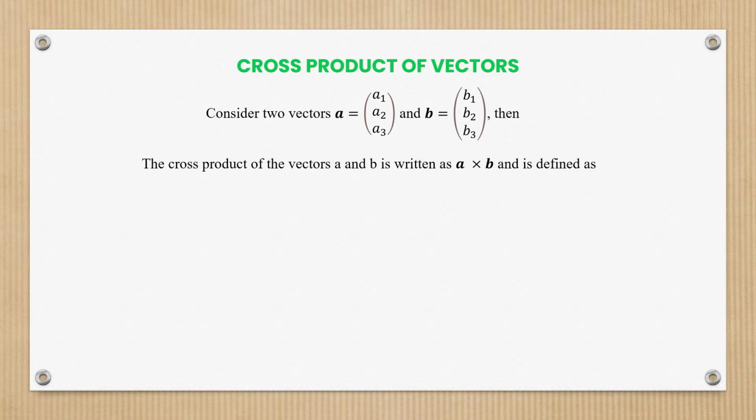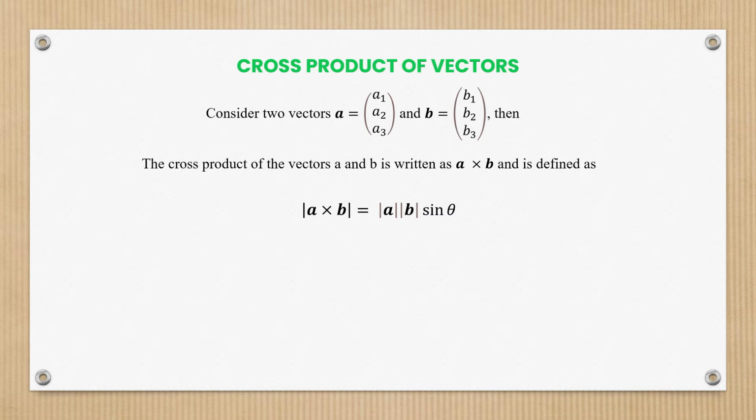Alright, so next we look at the cross product of vectors. Now consider two vectors. A is equal to that, so those are its components. These are 3 dimensions, and B is equal to that. Then the cross product of the vectors A and B is written as A cross B, as you can see there with that X sign. And this is defined as A cross B is equal to the magnitude of A times the magnitude of B times sine theta.